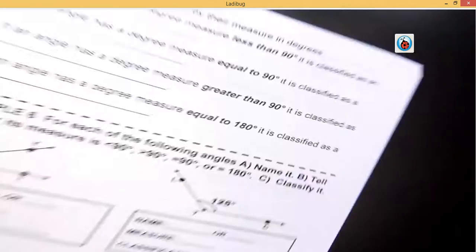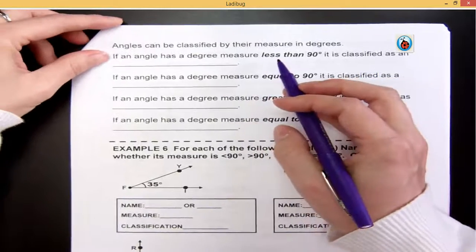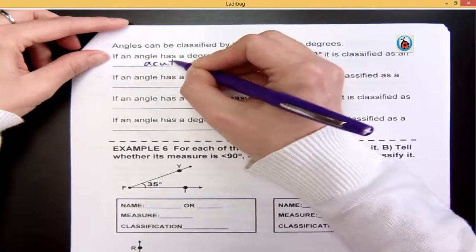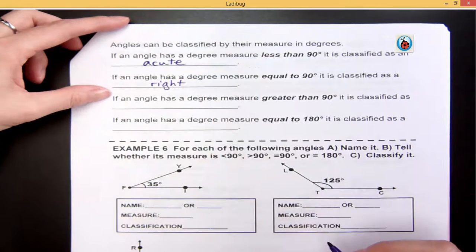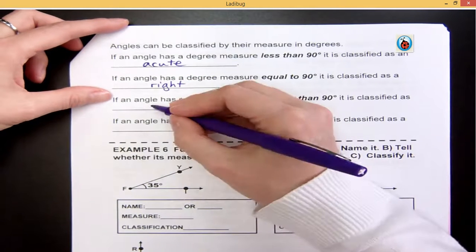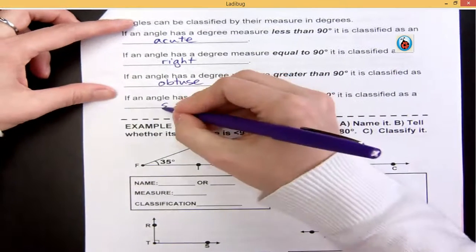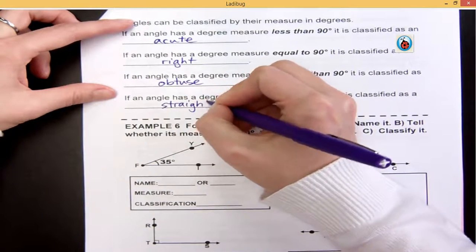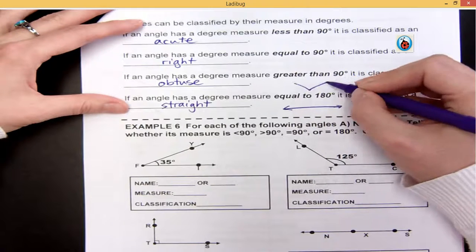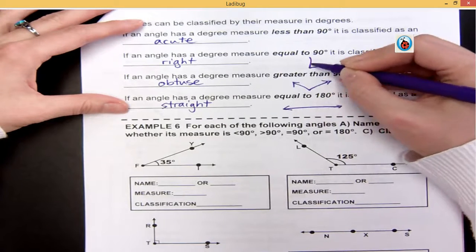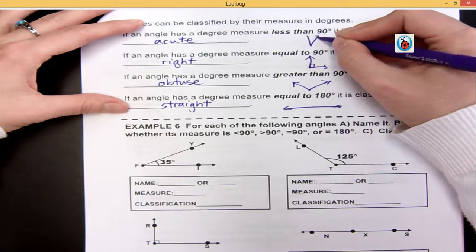So flip on over to the next page. And this one, I'm sure you know, but let's fill in. An angle less than 90 degrees is acute. Equal to 90 degrees is called a right angle. Greater than 90 degrees is obtuse. And equal to 180 is straight. And so if you want the visual of them, that would be a straight angle, obtuse, right, which always has to be labeled for us, and acute.